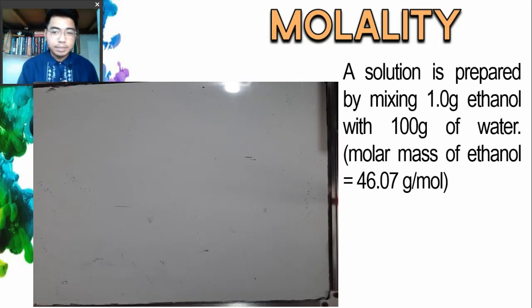In determining molality, a solution is prepared by mixing 1 gram of ethanol with 100 grams of water. The molar mass of ethanol is equivalent to 46.07 grams per mole. How are we going to get the molal concentration of this solution?